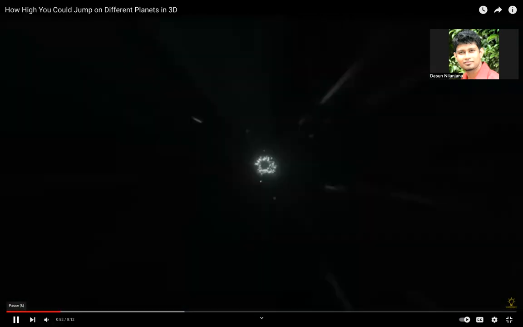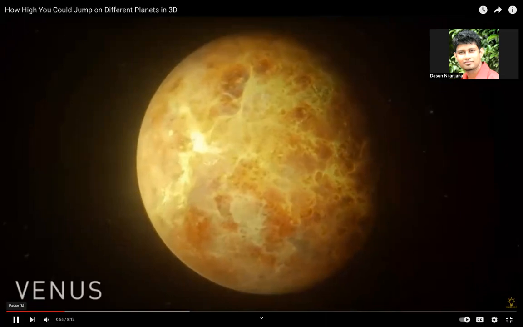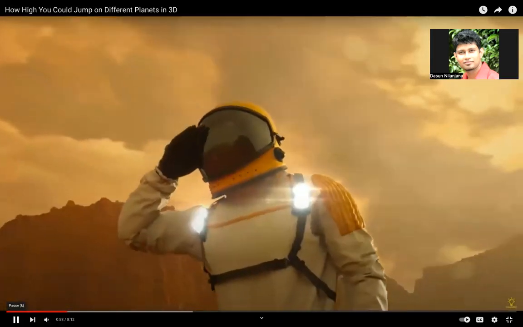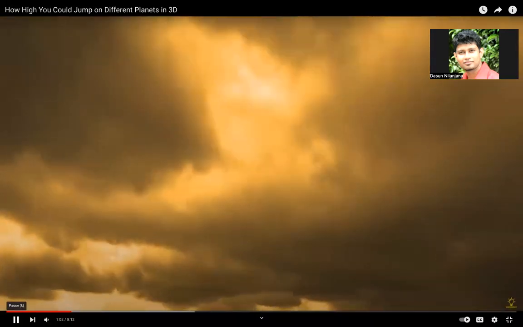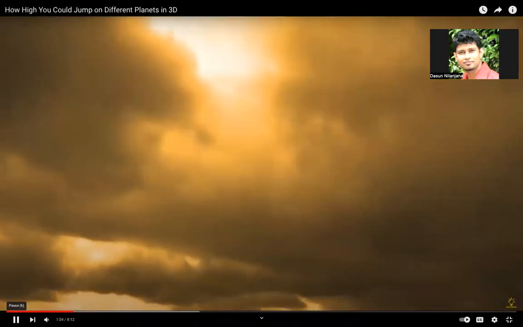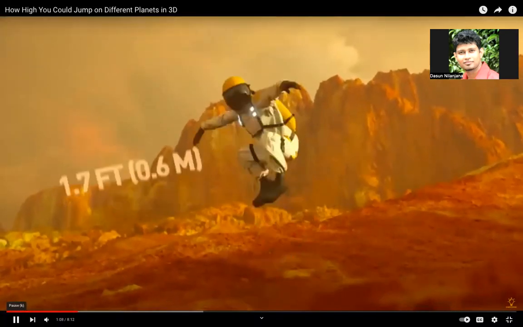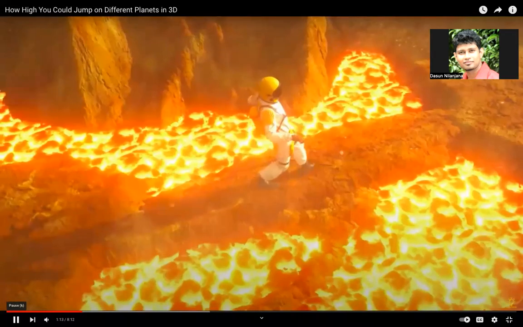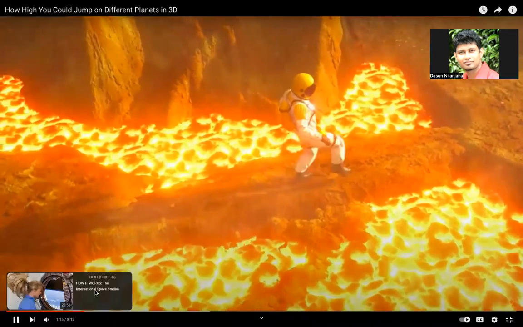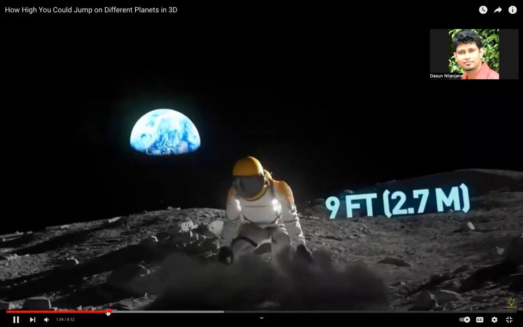Well, hopping from this inhospitable place to even less welcoming Venus. You'd be able to see Earth from here, if not for the whirling mass of clouds above. They create a monstrous greenhouse effect, as well as immense atmospheric pressure. If you were to jump here, you'd make it just shy of 1.7 feet high, because the mass and size of Earth and Venus are almost similar, with Venus being a little smaller.